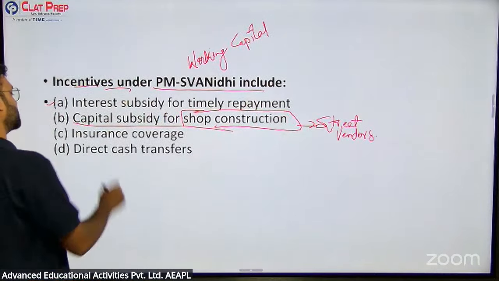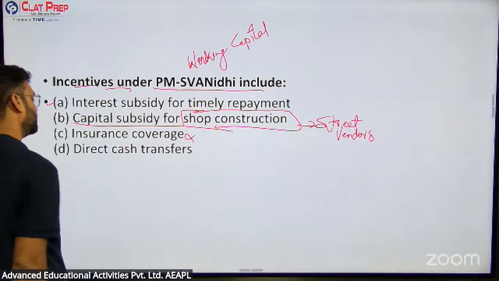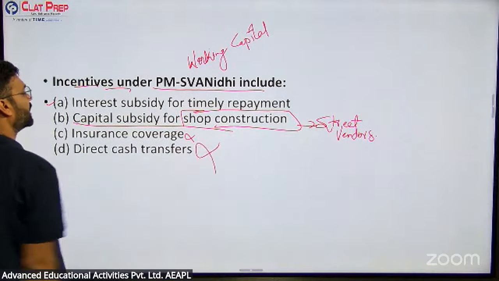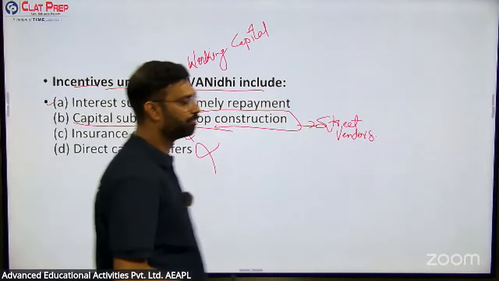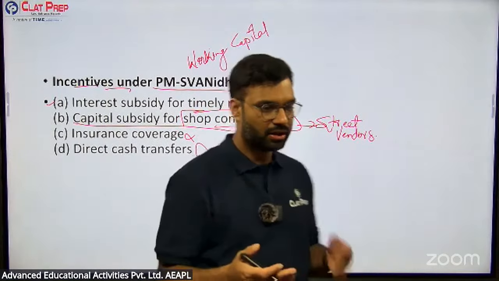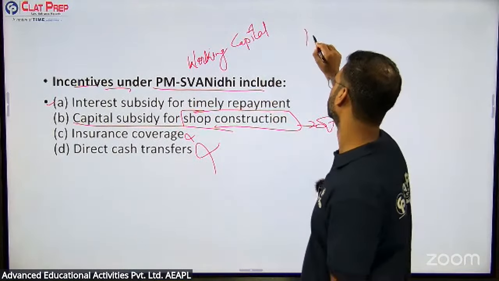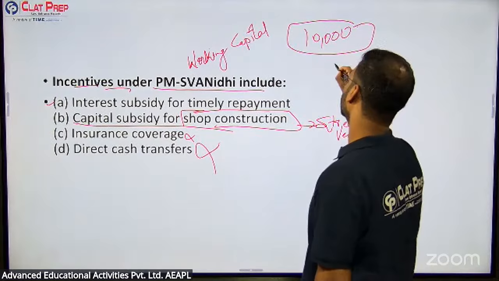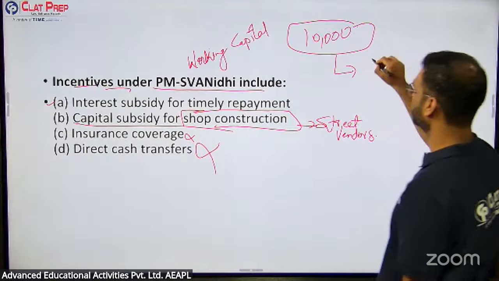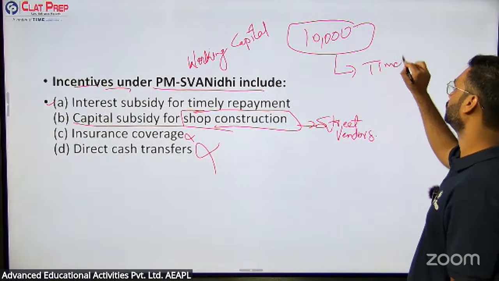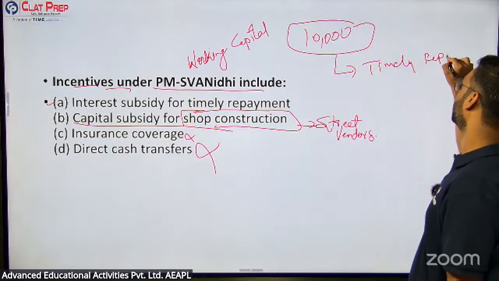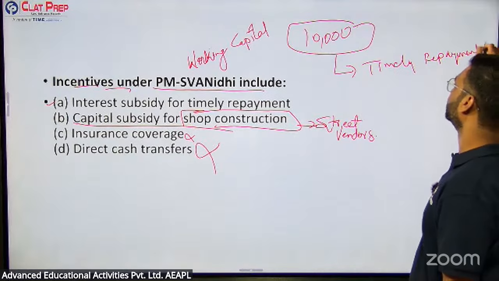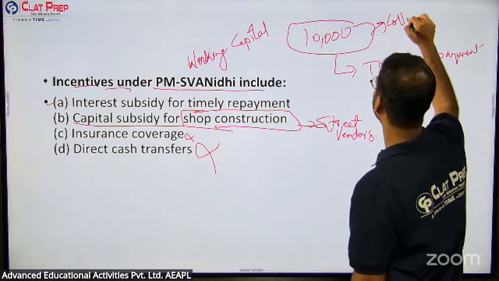Then, next option, insurance coverage. No, they're not providing insurance coverage. There's no direct transfer. Under the scheme, the street vendors get a loan of up to, let's say, 10,000. Initially they'll get a loan of up to 10,000. Now, if they repay this loan on time, firstly, this is a collateral-free loan. There is no collateral required.